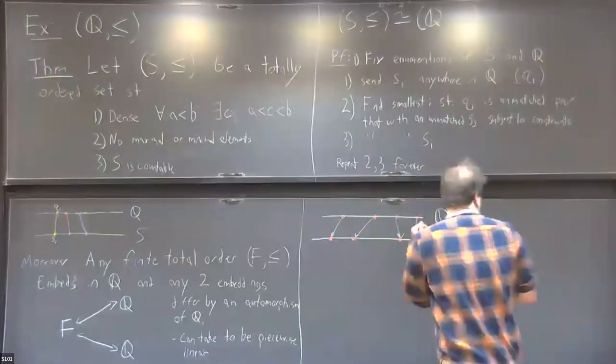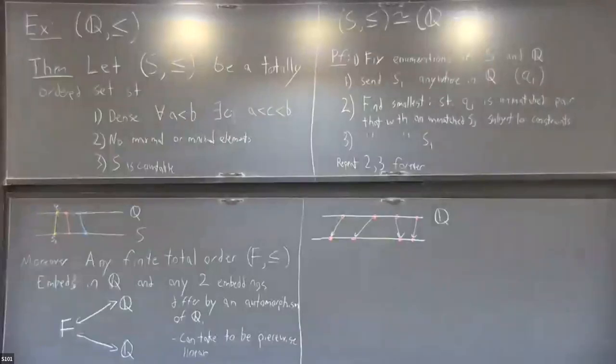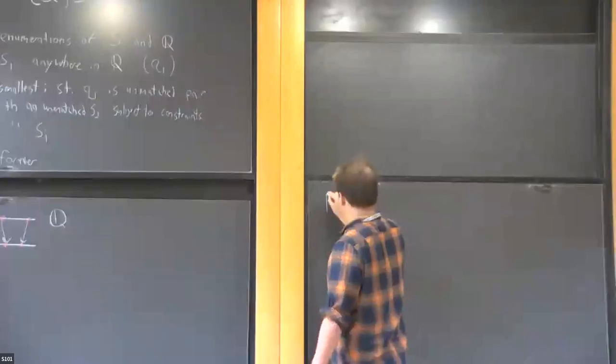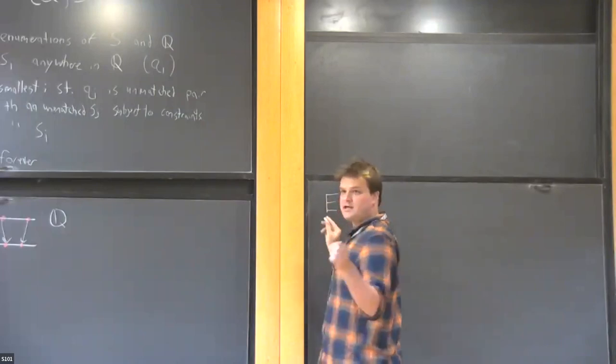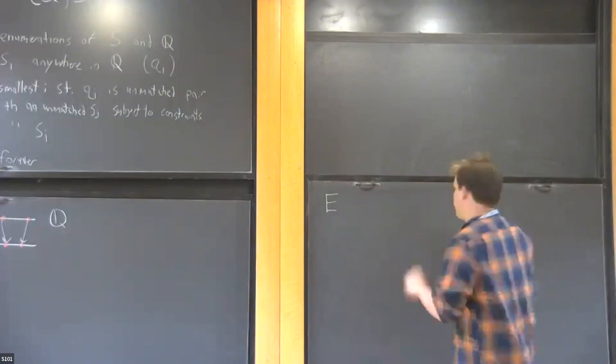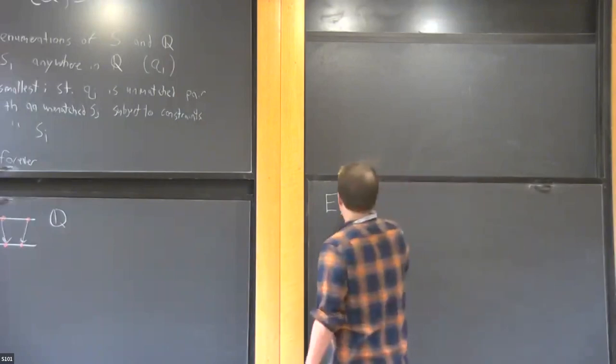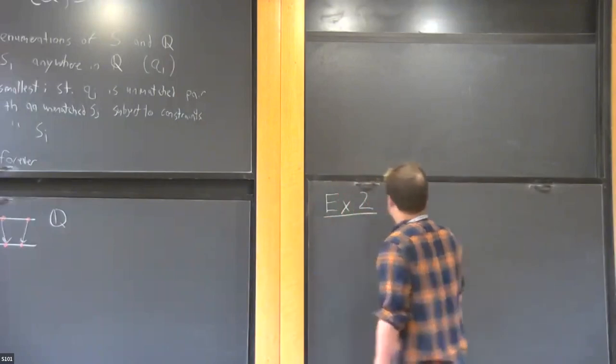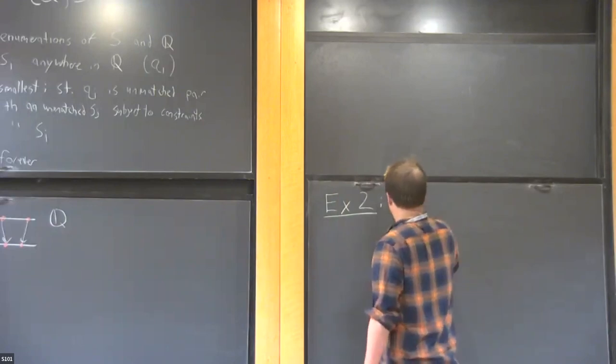All right, so I want to go to our second example. For this one, should I write on this board or can they see? All right. So the second example is the Rado graph.